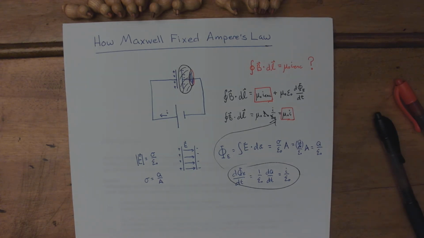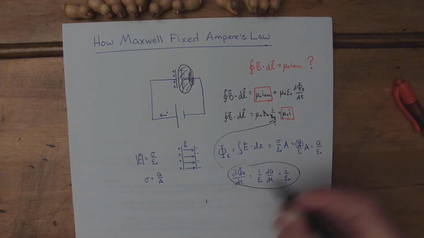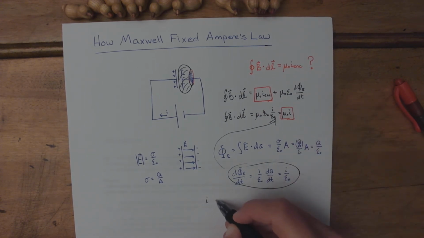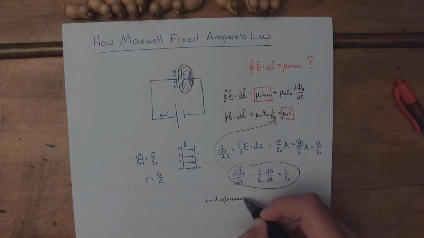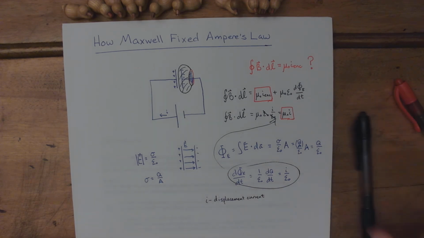And for reasons that I don't really think we need to go into, this I here is called the displacement current. It is another one of those unfortunate names which doesn't really tell you anything about what is really happening. So we don't really have a current flowing between the two plates. We have a changing electric field, and that is related to the displacement current.